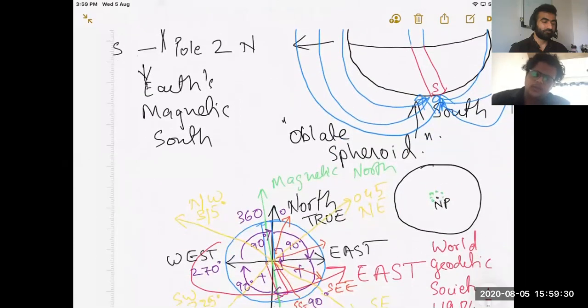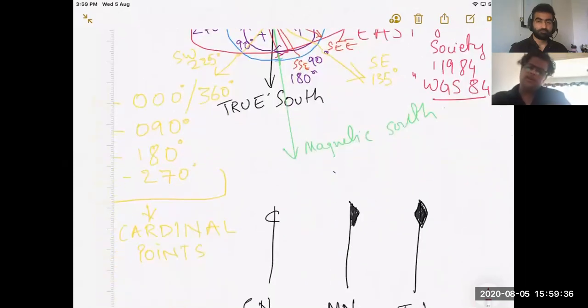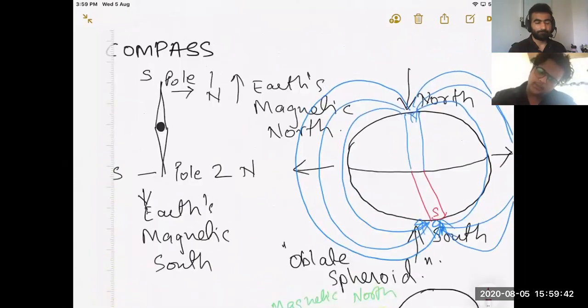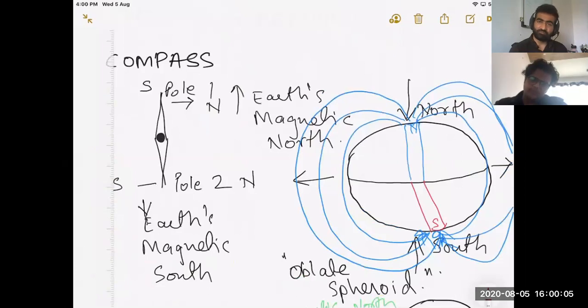Earth's shape is an oblate spheroid, and then there is true north, and then there is the magnetic north, which keeps changing because the Earth's rotational axis is tilted. That's why the magnetic north always changes. So we have a fixed north known as true north, and then we have true directions measured clockwise from true north.